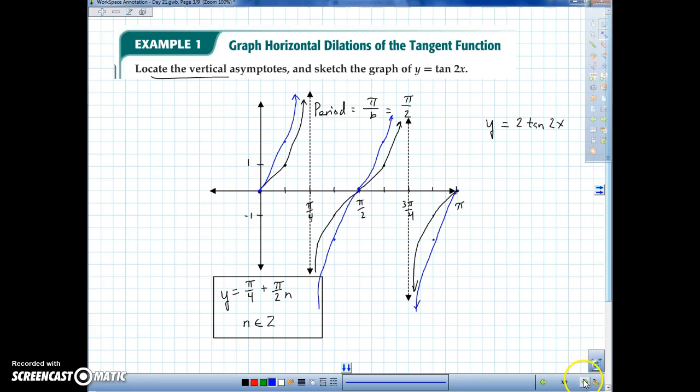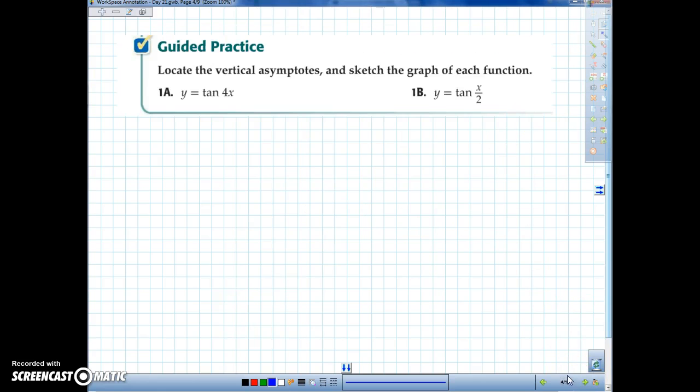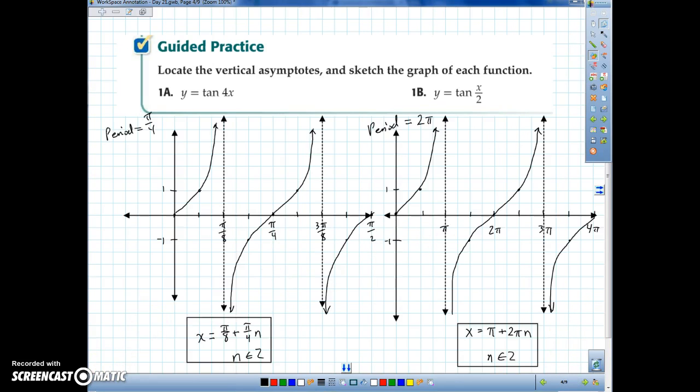I have a couple of practice problems for you if you'd like to try these on your own. I'll put the answers up right after the break right here. Okay, so here are your 2 solutions for these 2 graphs. Make sure that you have your period solved for and that you have your equations for the asymptotes written.